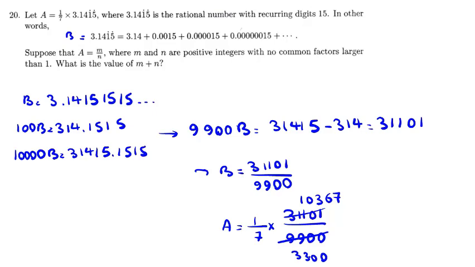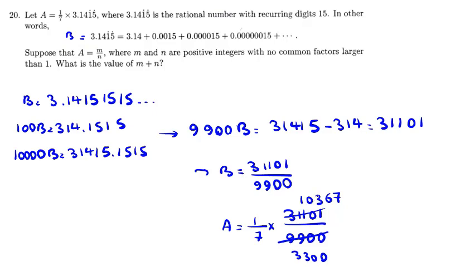Is it a multiple of 2? No. Is it a multiple of 11? If you consider plus, minus, plus, minus, plus, so 7 minus 6 is 1, 1 plus 3 is 4, 4 plus 1 is 5. So it is not a multiple of 11. So you can't simplify with this denominator anymore.